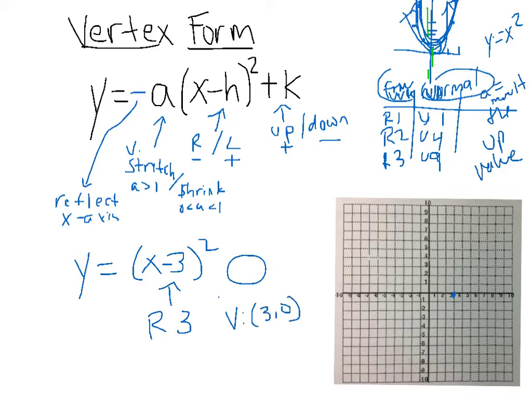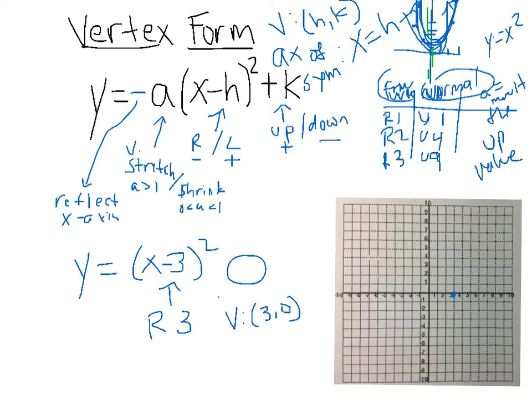And looking back up here at your vertex form, the vertex is always going to be at h, k. So you'll always plot your vertex first. The axis of symmetry, like we said, that's the line that goes through the vertex. It cuts your parabola in half. So the axis of symmetry, because it always goes through your vertex, it's a vertical line. It'll be x equals h. So whatever that x value is of your vertex, that's where your axis of symmetry is.